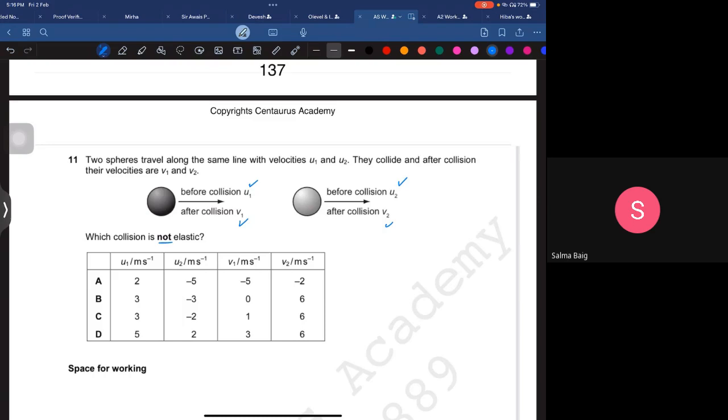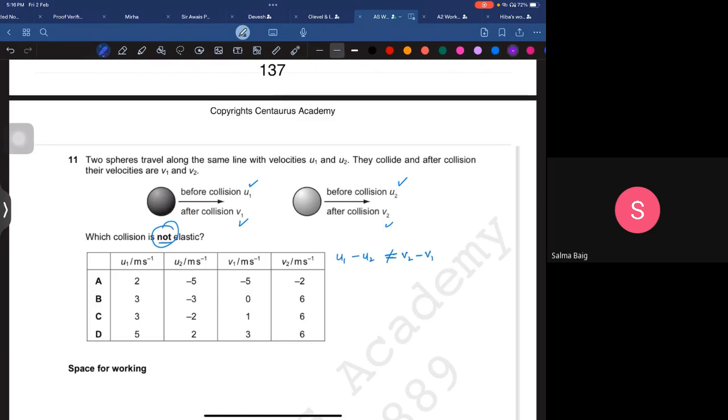So not elastic means you don't have this equation, U1 minus U2 equals V2 minus V1. This is our standard equation. What you've got to do is put in these values with the correct signs and check which one is not equal. That's our question, because it says it's not elastic. Get it, kids? So let's check it out.